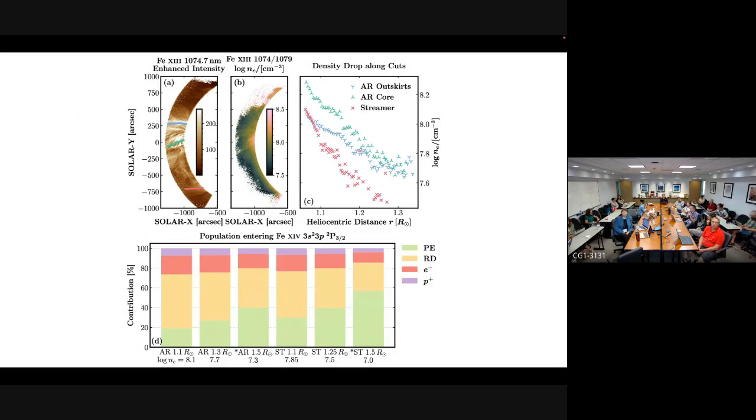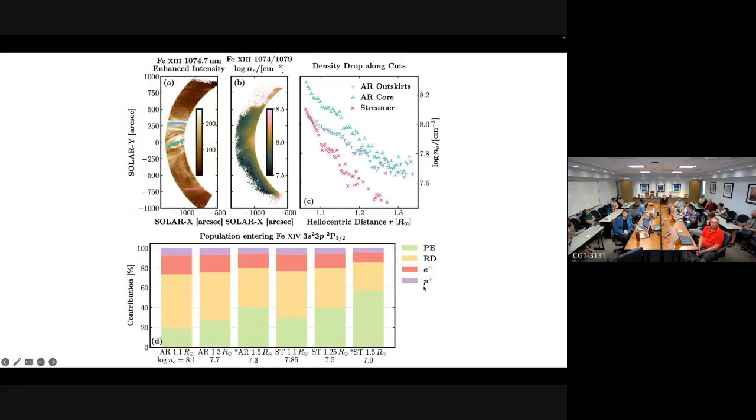But yeah, we can also do density measurements so that we measure the density drop along those different structures, and we can calculate the contributions of the photoexcitation to the upper energy level of the iron 14 line. And there are different processes in CHIANTI. Basically, this is the photoexcitation, the radiative decay from the higher energy levels, which is basically collisional, and the electron collision excitation and the proton collision excitation.